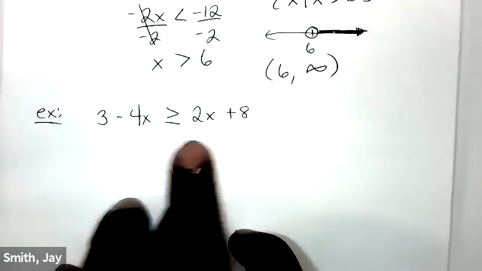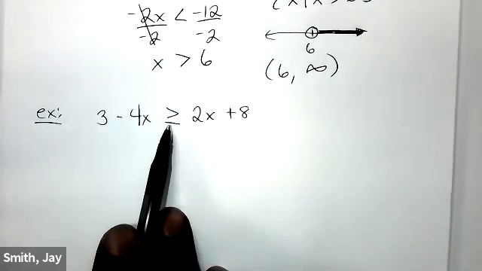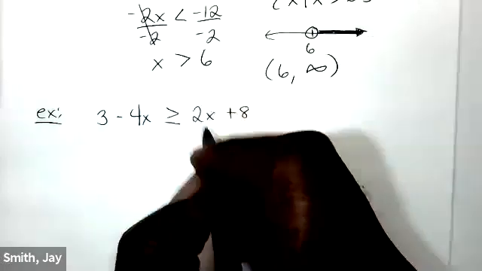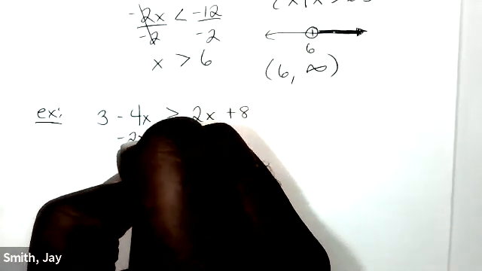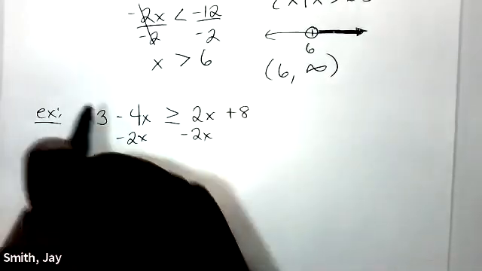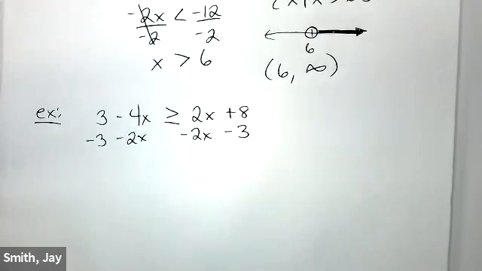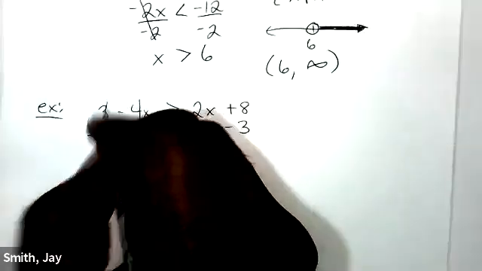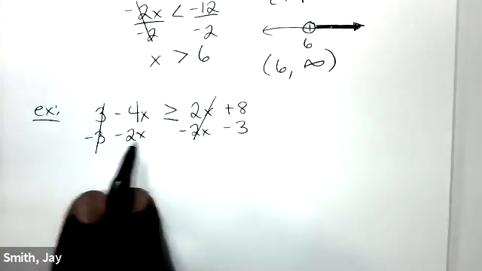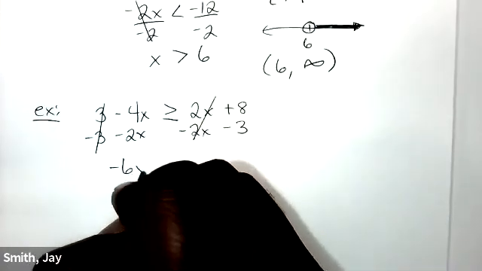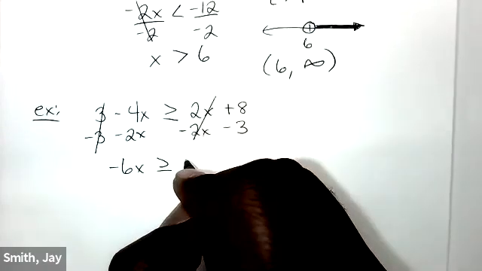Right, so like I said before, I like to have my x's on the left. This way I can think of the inequality as an arrowhead showing which way to shade. So I'm going to bring my x's to the left by subtracting 2x from both sides, combining like terms, of course. And I'm going to go ahead and move that positive 3 to the other side by subtracting 3 from both sides. So the 3's will cancel, my 2x's will cancel. Negative 4x minus 2x will give me a negative 6x, greater than or equal to 8 minus 3 will leave me with a positive 5.